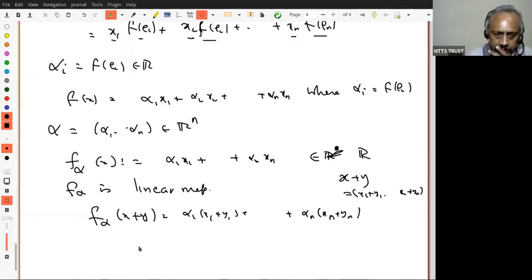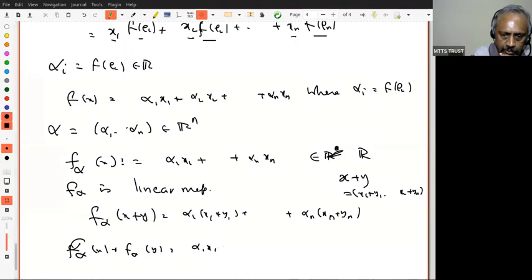Is it okay? But what is f_alpha(x)? This f_alpha(y) is alpha 1 y1, and so on, up to alpha n yn. Therefore, what is f_alpha(x) plus f_alpha(y)? That is alpha 1 x1 plus ... plus alpha n xn plus alpha 1 y1 plus ... plus alpha n yn.